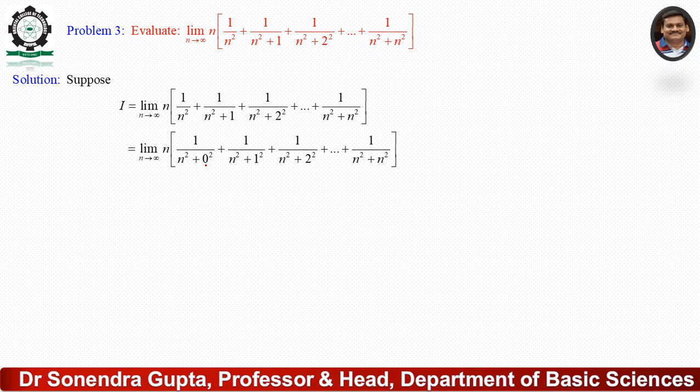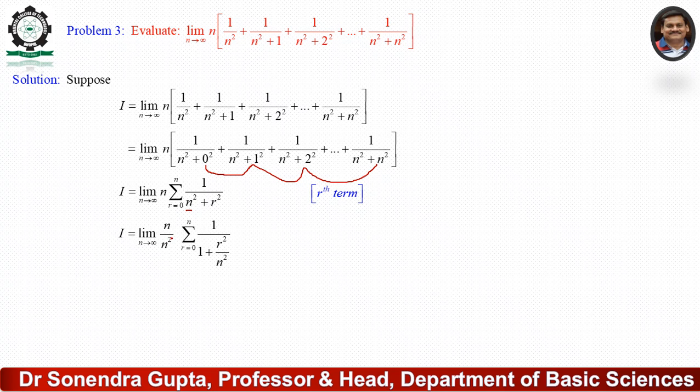And we can say that the value changes from 0 to 1, then 1 to 2, then up to n. It means that the summation changes from 0 to n. So this is the summation r equal to 0 to n of 1 upon n square plus r square. Now we can take n square common, that means n upon n square, that means 1 upon n. Say this equation number 1.